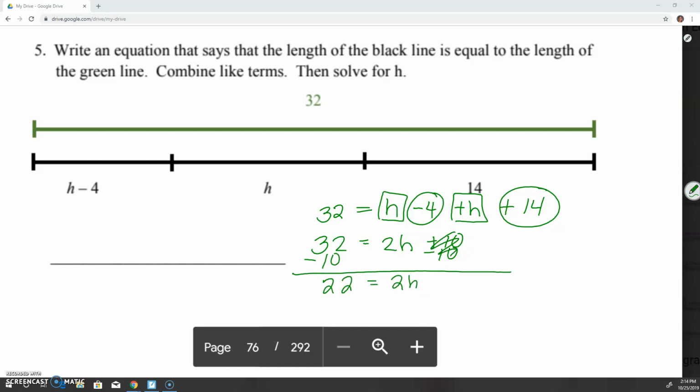Now I need to break 2 and H apart. How do I break them apart? Divide. H is 11, so let's check it. 11 minus 4 is 7. H is 11. So it's 7 plus 11 plus 14 gives me 32.